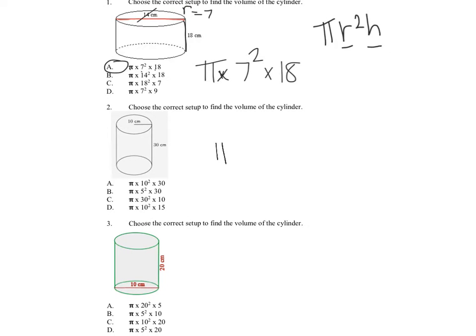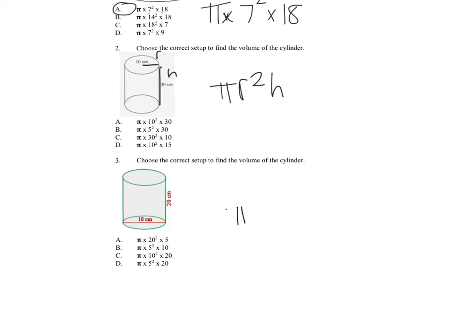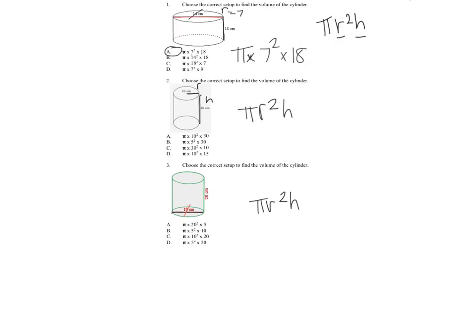Same thing on the bottom ones, pi r squared times height. So all I'm doing is plugging things in. The radius, do you see how the line is only halfway across the circle? That's great. That means they already gave us the radius, and the height is right there. Same thing, pi r squared times height. Just look really closely, because on this one they drew the line all the way across. That's not what we want. You need to divide that by 2.